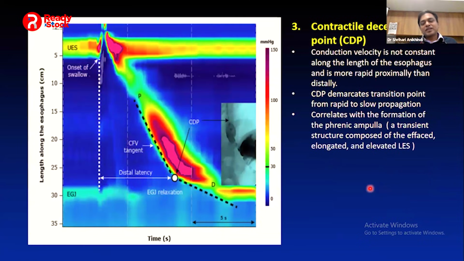Okay, then comes an important metric called contractile deceleration point. So contractile deceleration point, in simplistic terms, is that point where the peristalsis slows down.